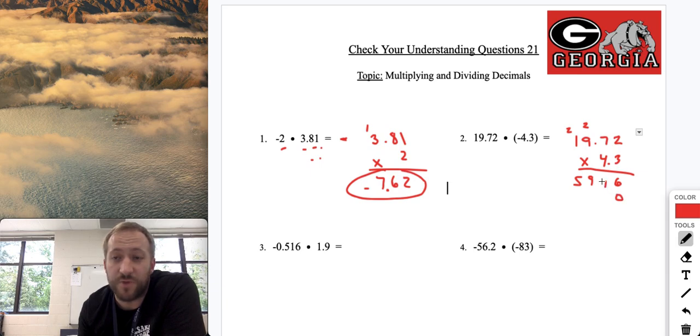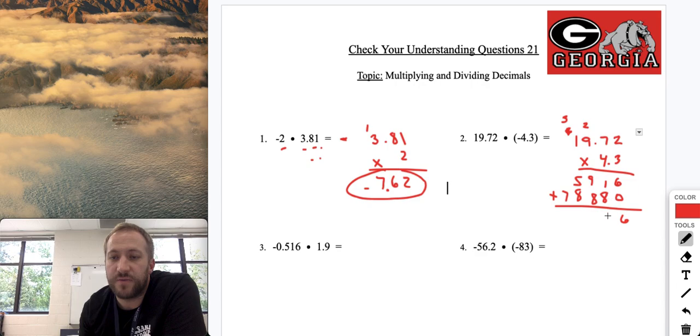And now I get to start multiplying with the 4. 4 times 2 is 8. 4 times 7 is 28. Carry the 2. Oh, it's already there. Perfect. 4 times 9 is 36. Plus 2 is 38. Mark out that 2. Make sure that it's a 3. 4 times 1 is 4. Plus 3 is 7. And now I get to add these up.